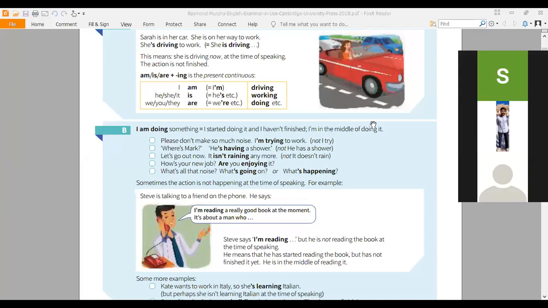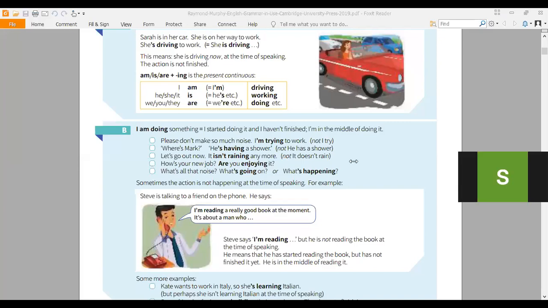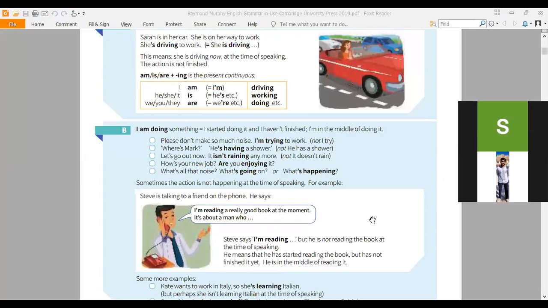Hello. Tahira. Hello, ma'am. Yes, I'm Tahir Shakir, ma'am. Yes, all right, Tahir. Tahir, I would like you to read these sentences in exercise B.